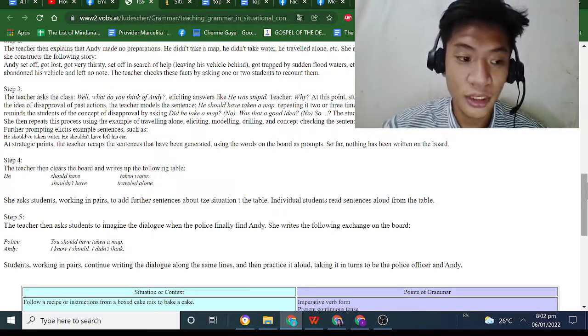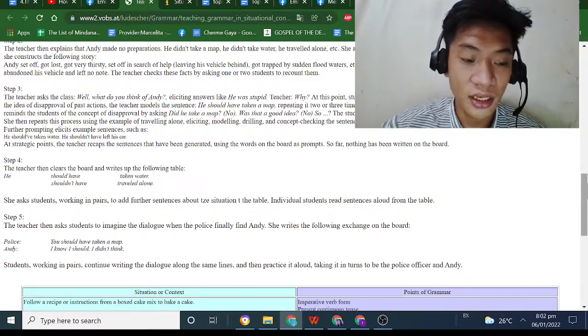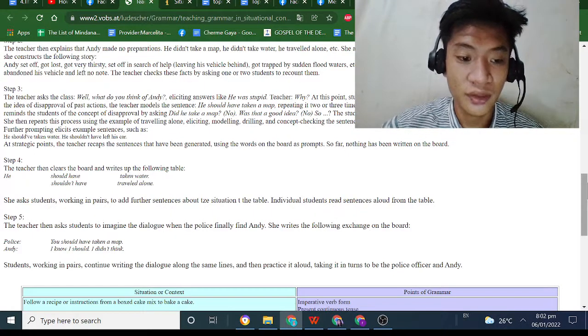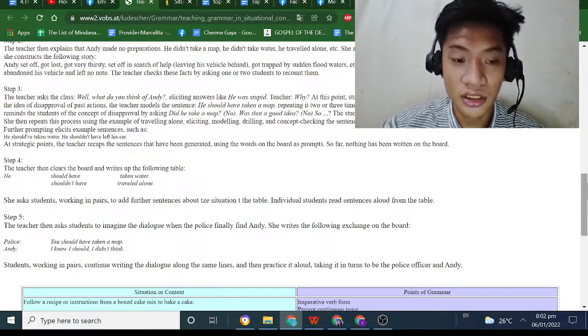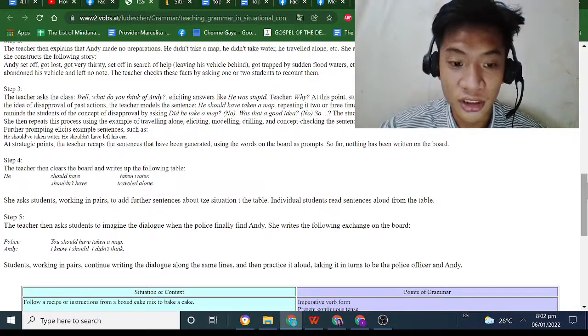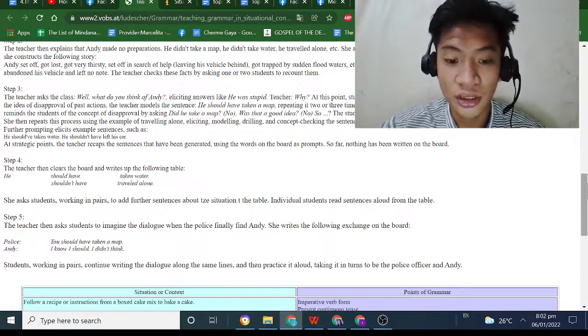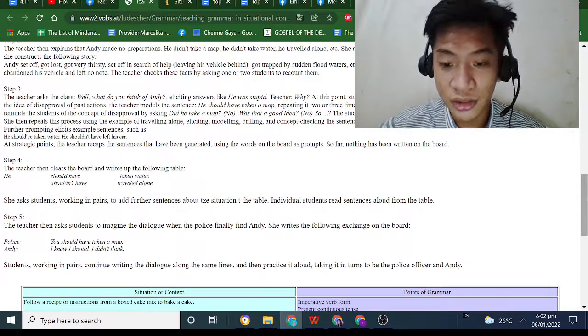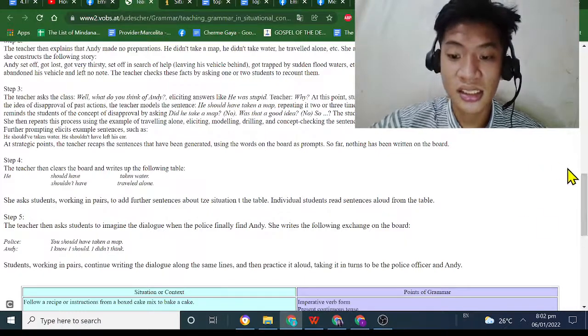So step 4, the teacher then clears the board and writes up the following table. He, first column, and then a second column, should have and shouldn't have, and then taken water and traveled alone for the third. She asks students working in pairs to add further sentences about the situation, using the table. Individual students read the sentences aloud from the table.